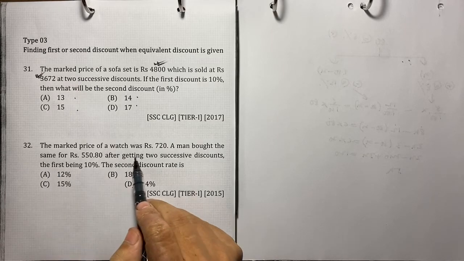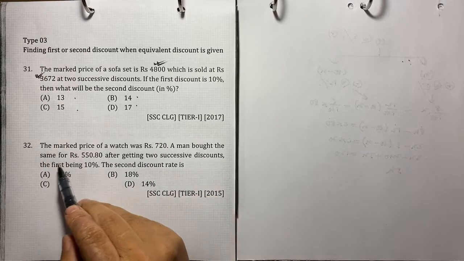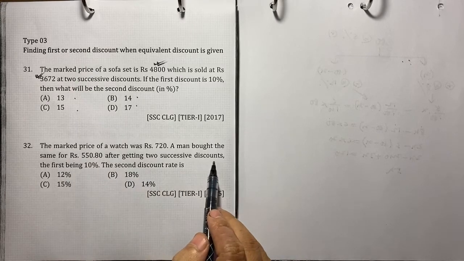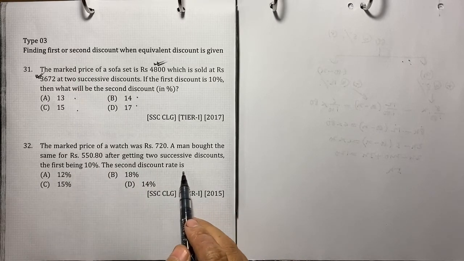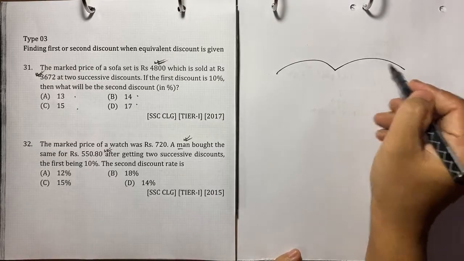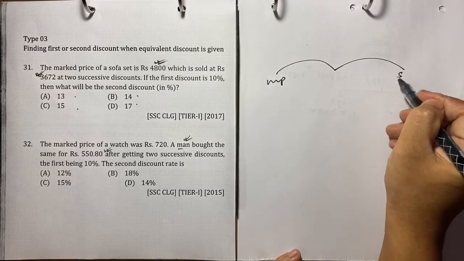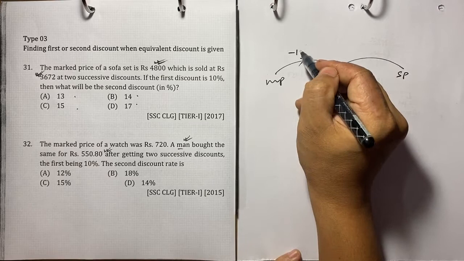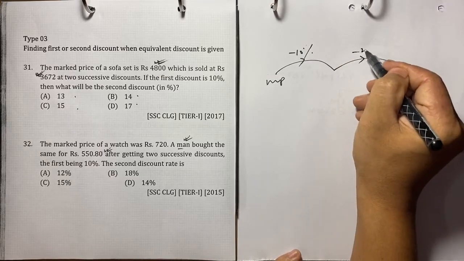The mark price of an article was rupees this. A man bought the same for this after getting two successive discounts, the first being 10%, the second discount reduced. Like mark price, like selling price. Discount to 10%, the second discount to minus 6%.